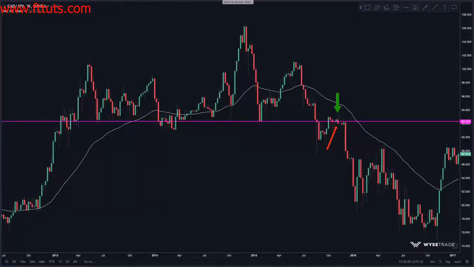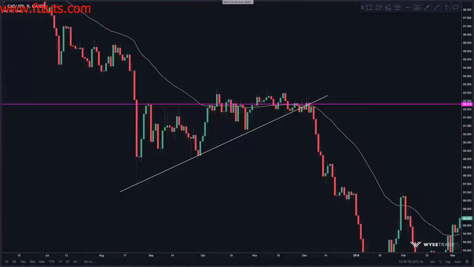But again, there's still no entry. With bearish bias on the monthly, bearish bias on the weekly, we still have to jump down to the daily to pinpoint a bearish entry. So let's jump down to that. So here in the daily is where we confirm the entry.